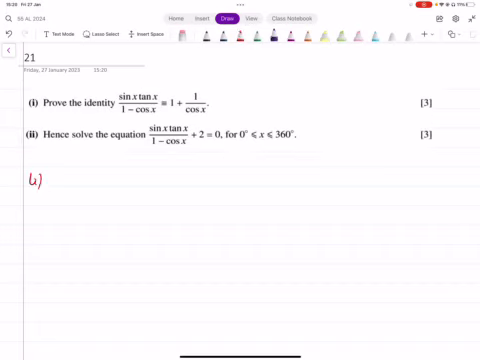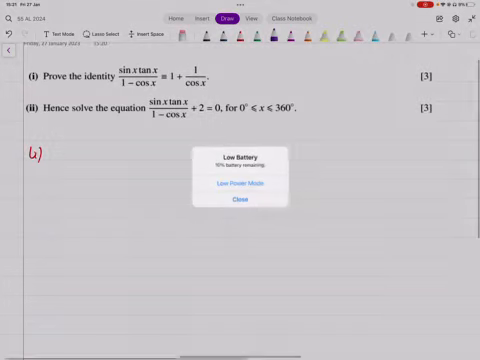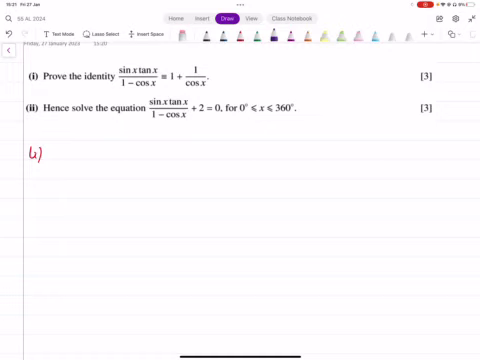All right, we need to prove this identity now. Sin x tan x over 1 minus cos x equals 1 plus 1 over cos x. Which side do we start from?